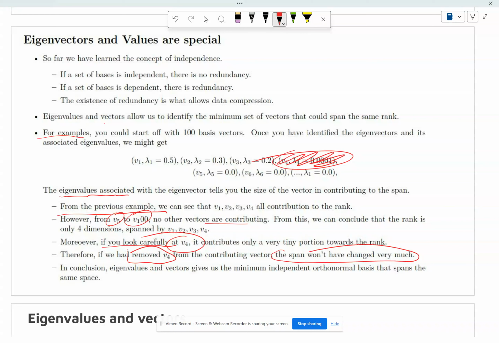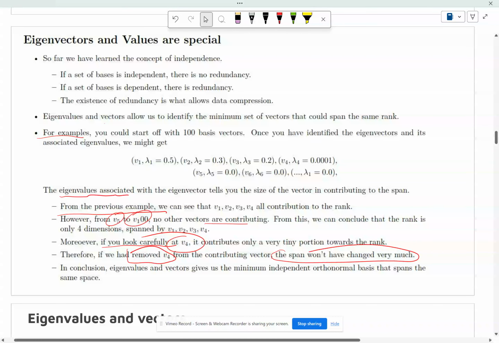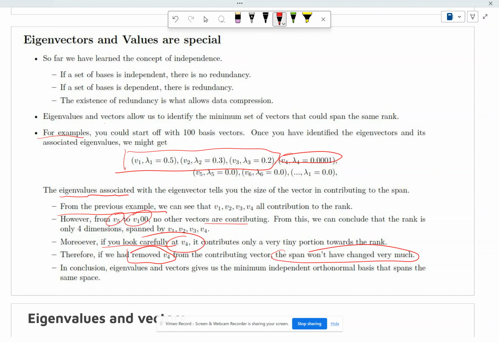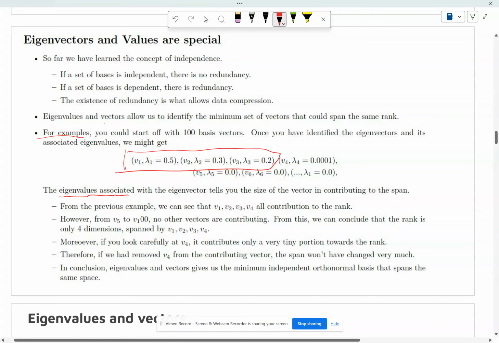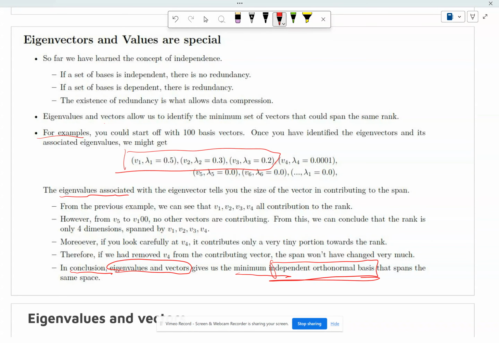This implies that we really only care about the largest contributors, and the other ones could be treated as just noise. Sometimes noise can give you very, very tiny variations. So in conclusion, eigenvalues and eigenvectors give us the minimum independent orthonormal basis that spans the same space.